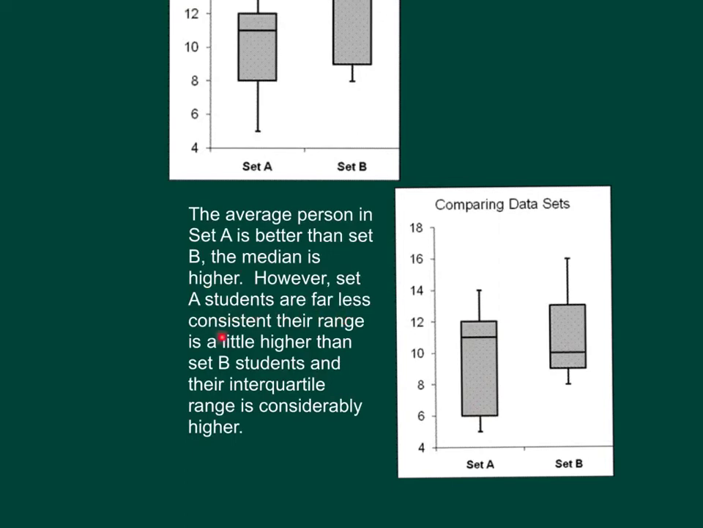Set A students are far less consistent. Their range is a little higher. Well, I talked about the whole range, so this here is a little bit higher than that there. And their interquartile range, this box here, is considerably higher. That would definitely get me 2 marks.